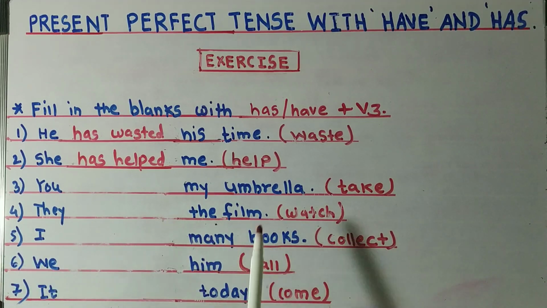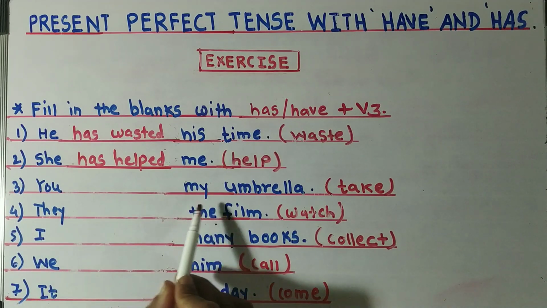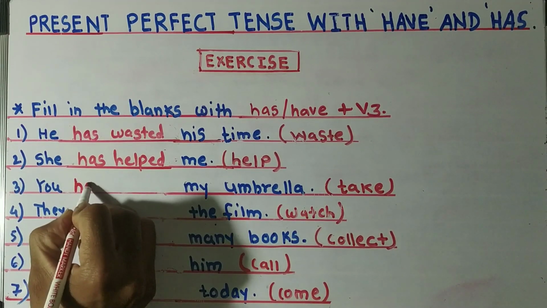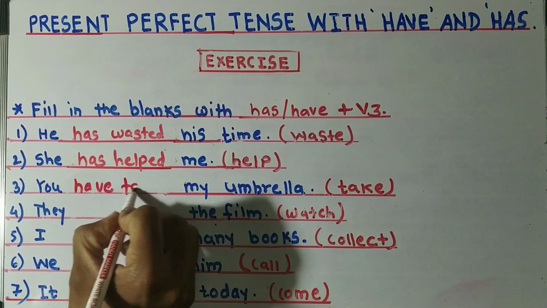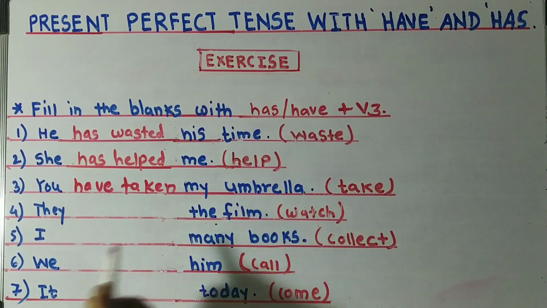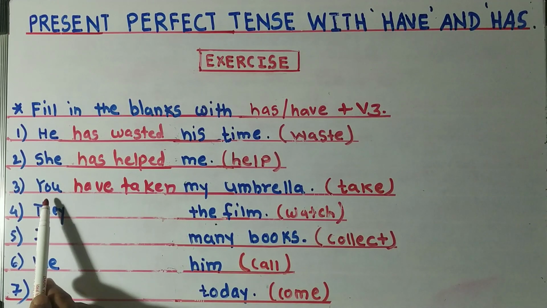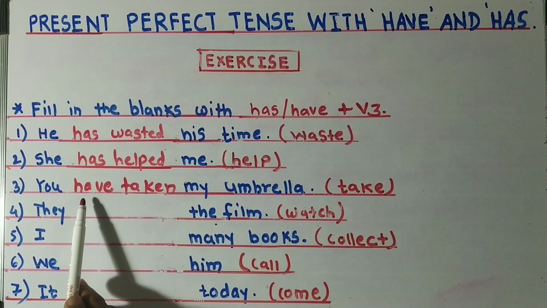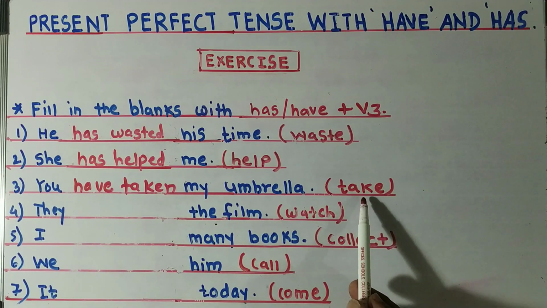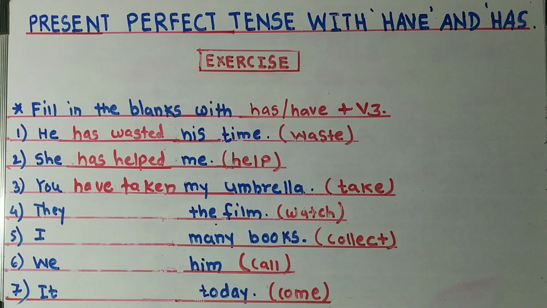You dash my umbrella. You have taken my umbrella. In this sentence, the subject is you and it is plural. Therefore, we have made use of the word have and the V3 form of the word take is taken.